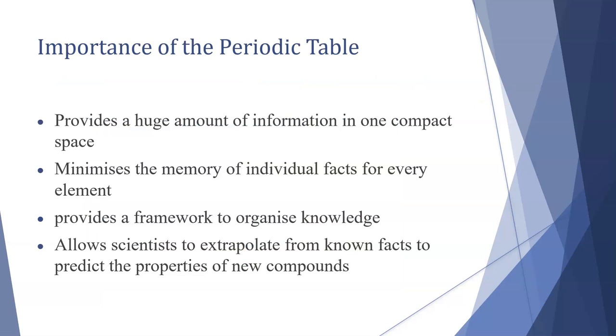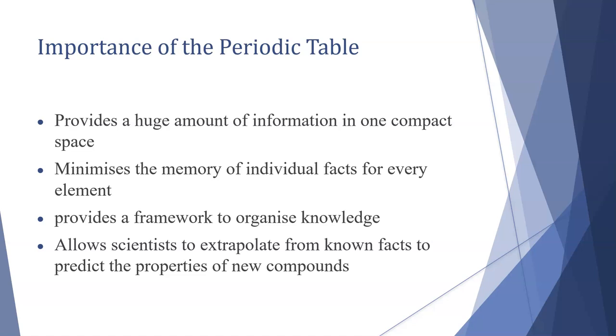So it provides a huge amount of information in one compact space, and in fact, the shape and the way that it's arranged today is simply so it fits on one page. So those actinides and lanthanides being pulled out are so that the table isn't too long and it's usable on a single page. It means that we can minimize the memory of individual facts for each element.